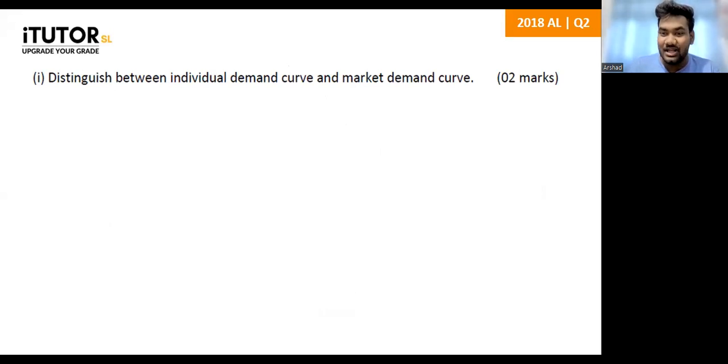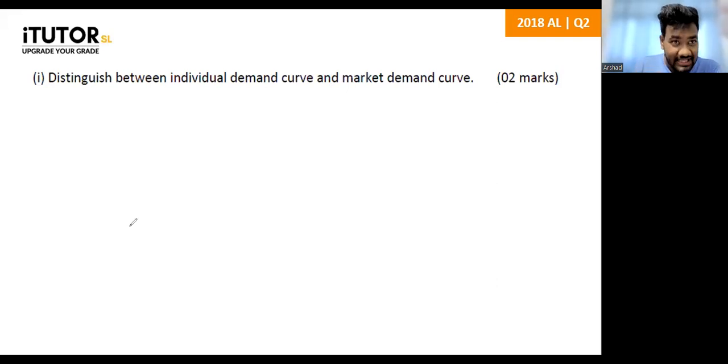We'll start with the 2018 A-level paper question number 2. Now, there are some questions that are very easy, guys. Those questions I will sometimes skip if we have discussed them previously. Okay. 2018 question number 2, subsection 1. Distinguish between individual demand curve and market demand curve. So what is the difference between individual demand and market demand?